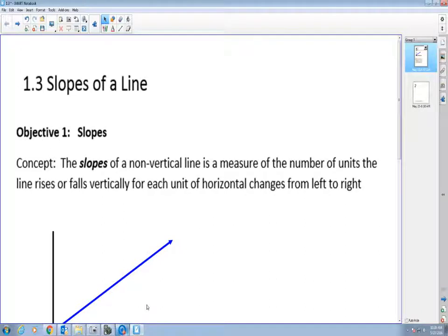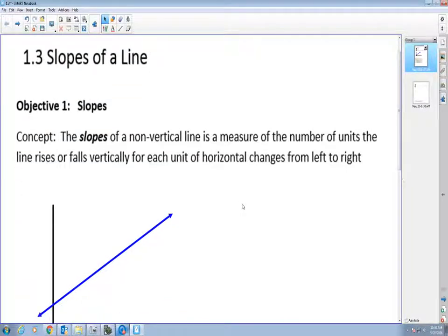Welcome to Calculus 1. In this video, we're going to talk about slopes of a line. What is so-called a slope of a linear function or straight line is referring to a non-vertical line. It measures the number of units the line rises or falls vertically for each unit of horizontal change from left to right. You may probably remember this.